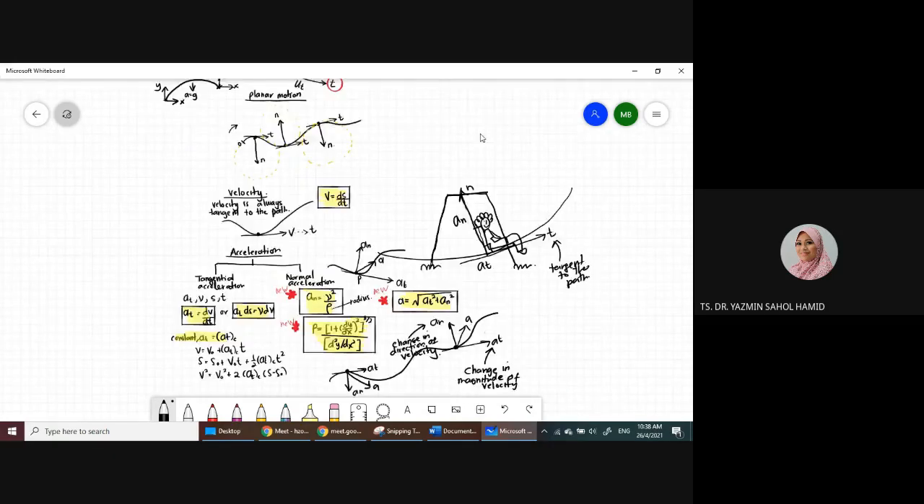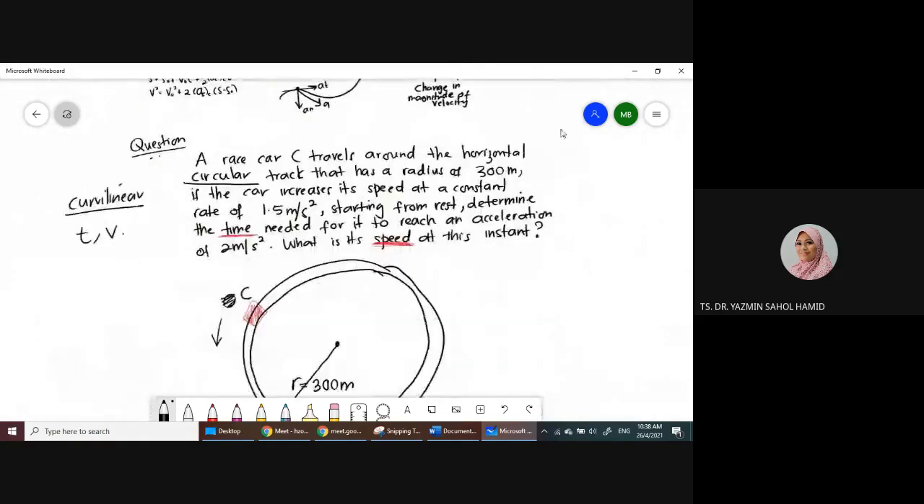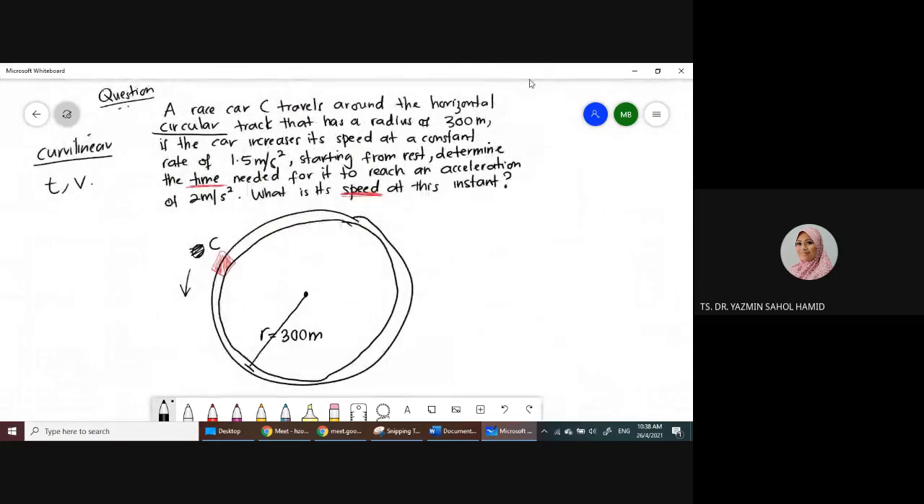Why isn't this question a motion of projectile question? Because it moves in a circle. Okay, moves in a circle. And the other thing is, for motion of projectile, it must be free flight motion, whereby it is thrown up in the air and due to gravity. For this question, there's no gravity involved, right? Understand? Yes. Okay.